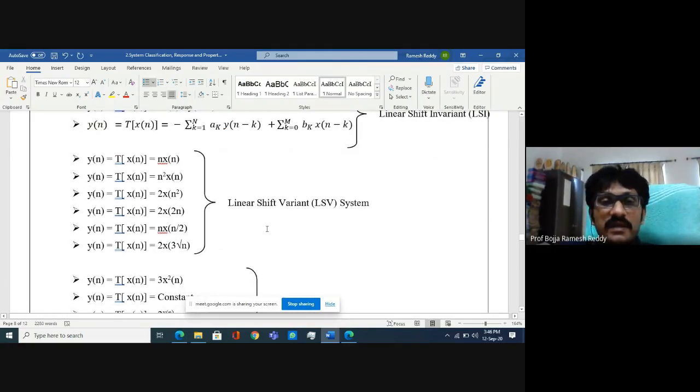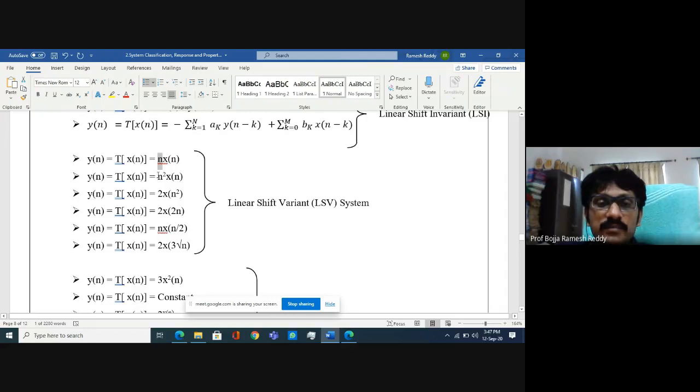Next, see another set of different equations. n into x of n. Because of this n, this is not a constant coefficient, so this is not a time invariant system. This is a shift variant system. There is no constant like output plus 3, so this is a linear system. Linearity is no problem, I will just check time invariance.